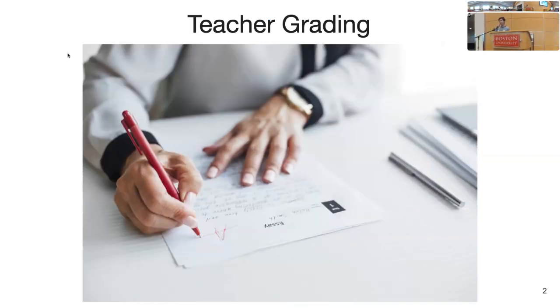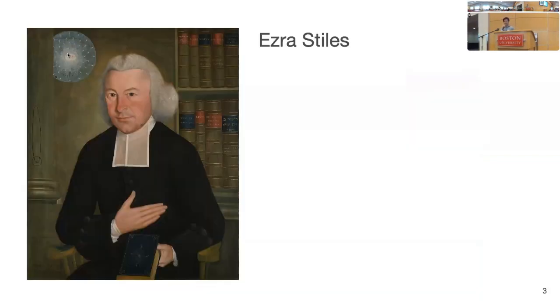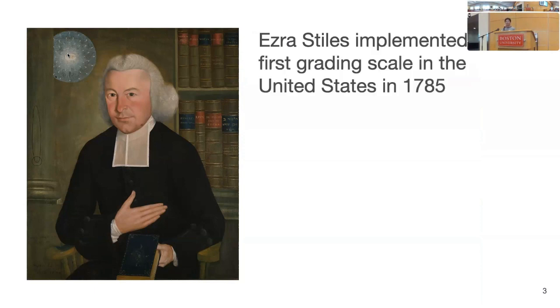So we're starting from teacher grading. We have all been teachers and GSIs, so we have done a lot of grading in our life, right? I'm not sure if you know this guy. His name is Israel Bell. He was the president at Yale, and he implemented the first grading scale in the United States in 1785. Since then it has become a very tedious and life-consuming task for all teachers to give grades.